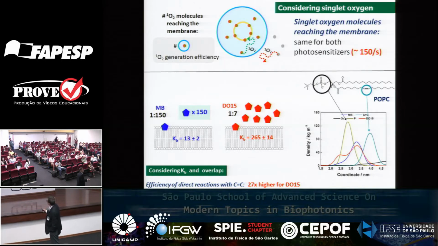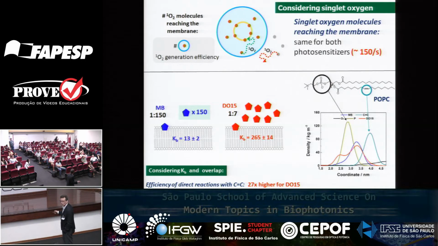The difference is that DO15 is a lot more efficient in terms of membrane binding. So the KB is 265 compared to 13. So here 1 to 7 binds to the membrane, here it is 1 to 15, 150. So this is more efficient in binding the membrane. Also, another thing, this molecule goes deeper in the membrane. It reaches closer to the double bond compared to the other one. So the ones that are bound, these are a lot more bound, but also bind deeper in the membrane, getting close to the double bond.